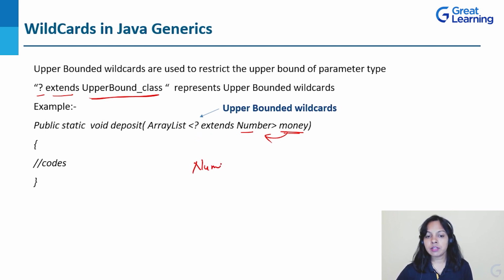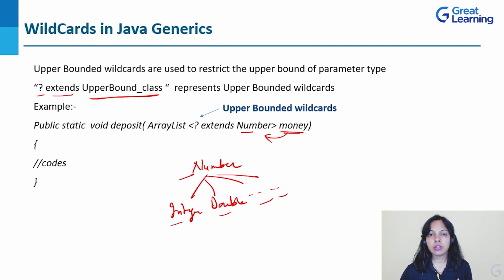Number is a predefined class in Java which has so many subclasses defined, like Integer, Double, and so on. So if you want this ArrayList to be of any of these types, Number as well as its subclass types, that is Integer, Double, Float, and so on, then we can write the question mark symbol, the extends keyword, and Number. This class name we can write here, so that the type for the ArrayList is defined not just for this class, but for all the classes which extend this class. Okay, so that's how we define an upper bounded wildcard.